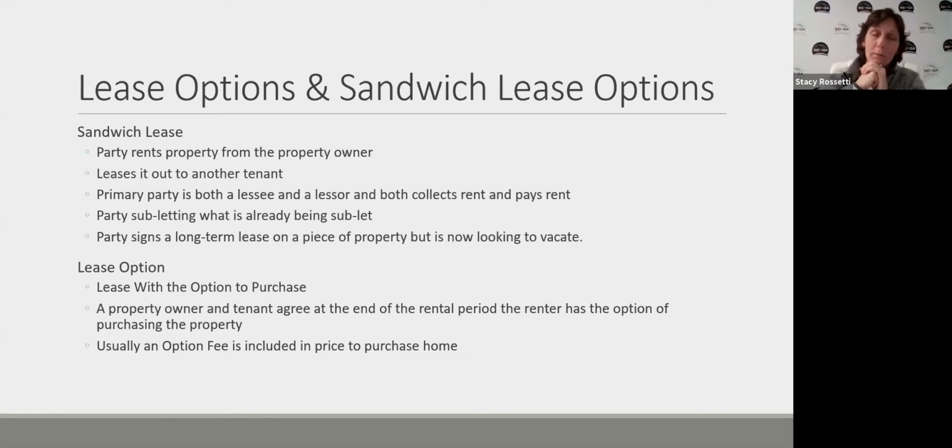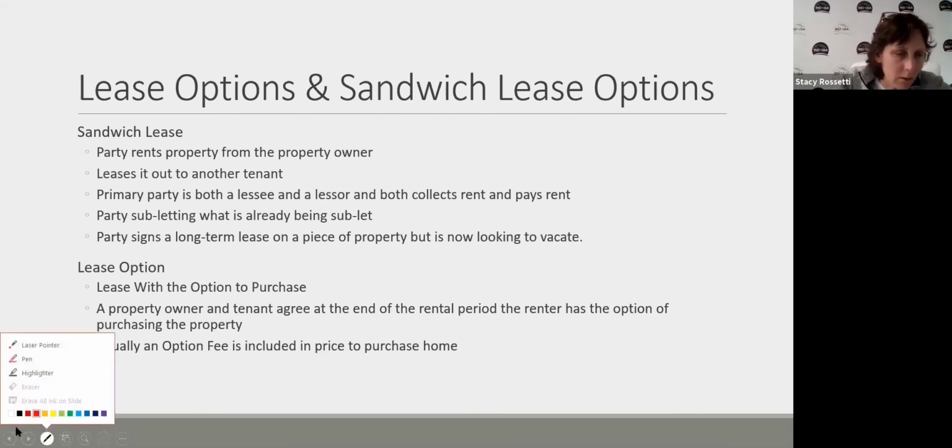Is it easy? No. But if you can learn this strategy, it's a great way to buy houses for little or no money. When you hear about little or no money, they're using subject to, lease options, sandwich lease options, and owner financing, essentially, among other things. But those are the main things.